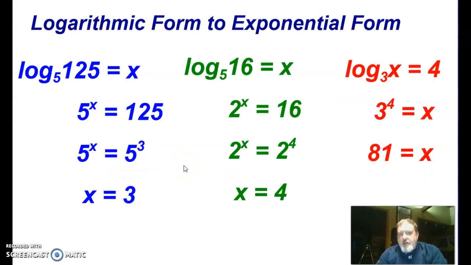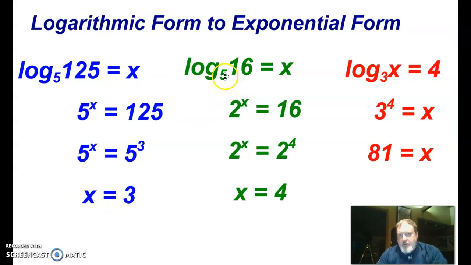All right, logarithmic to exponential. Basically, we're just transforming them back. So here's our logarithmic equation. Switch it back to exponential. So 5 to the x equals 125. And then we can solve this by getting the same base. So 125 is 5 to the third. We'll see the one-to-one property here in a few moments. But basically, if the bases are the same, the exponents have to be. So x has to be 3.